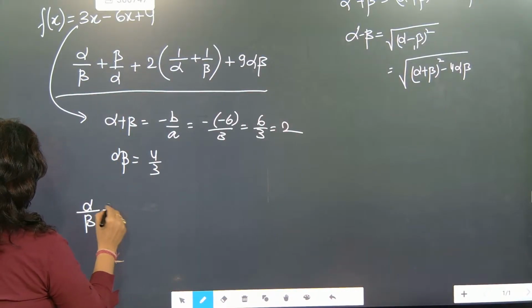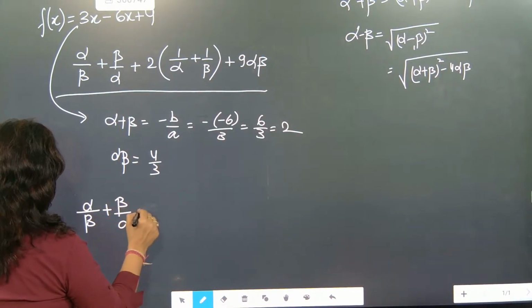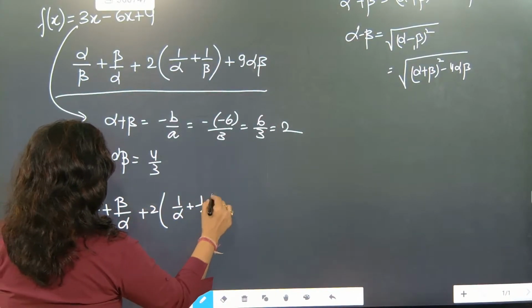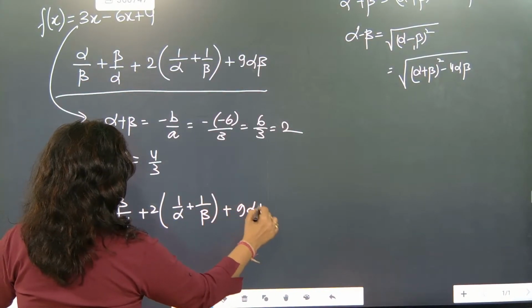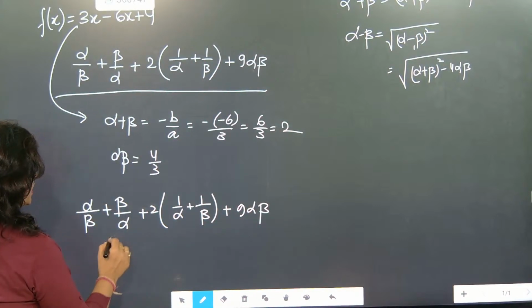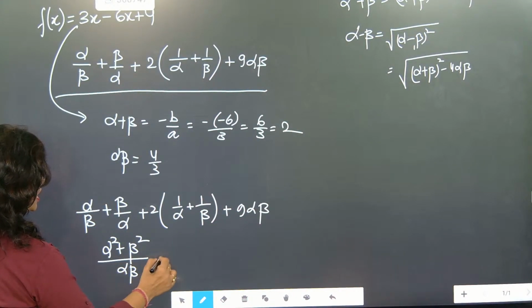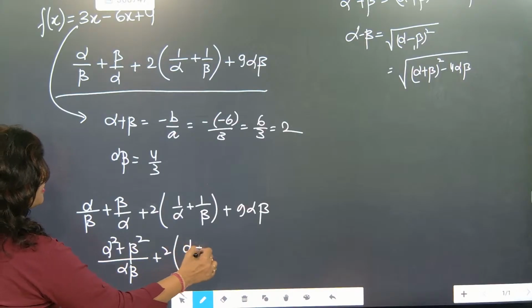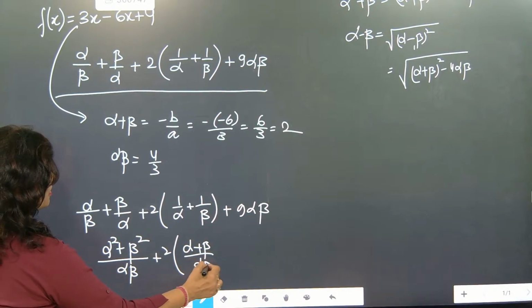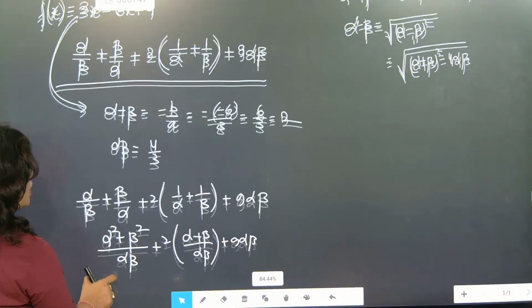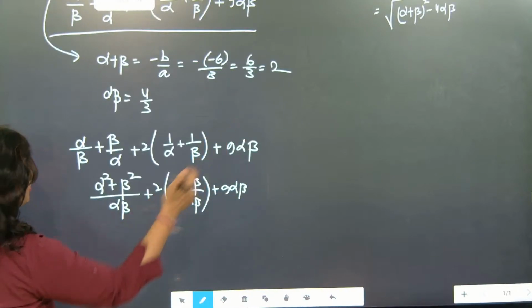Alpha by beta plus beta by alpha plus 2 times 1 by alpha plus 1 by beta plus 9 alpha beta. Take cross multiplication: alpha square plus beta square by alpha beta, plus 2 times alpha plus beta by alpha beta, plus 9 alpha beta. Till here done. Now alpha plus beta whole square, what formula did I tell you?